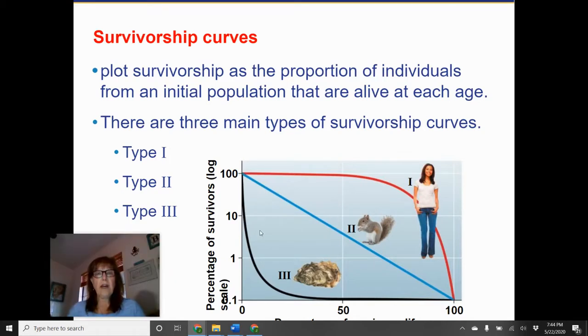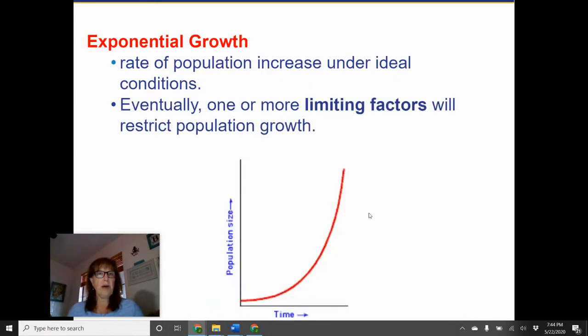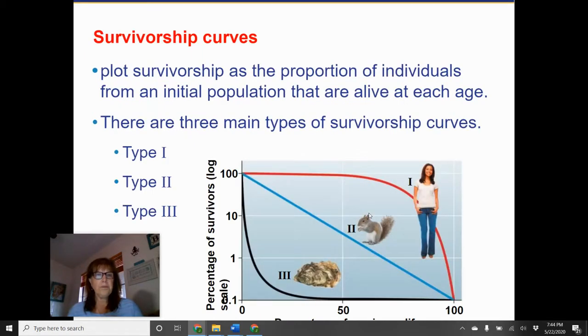Looking at this graph, you can see this is how many individuals are born, and then this is how many individuals survive to a certain age. These individuals here represent the average lifespan of this population. Sorry, I hit the button. So in this case, what we see is the percentage of survivors.